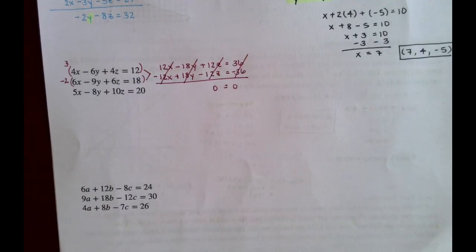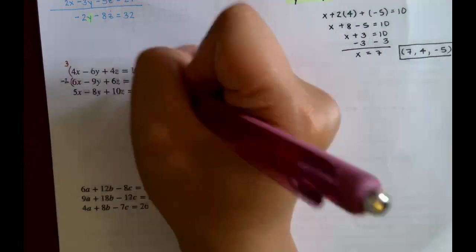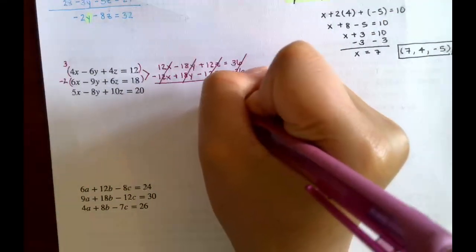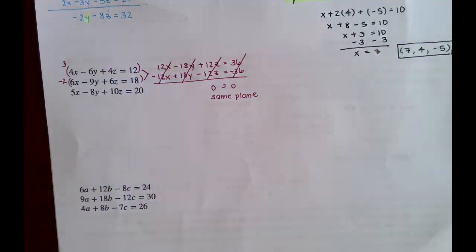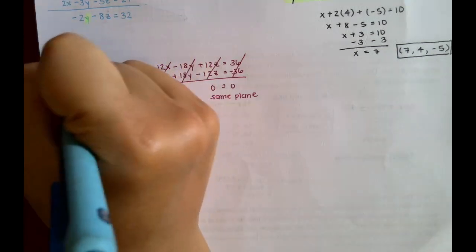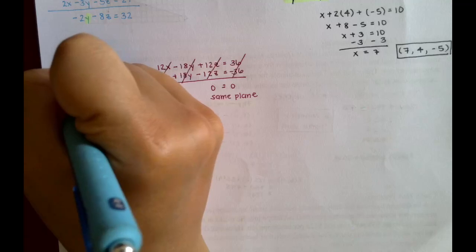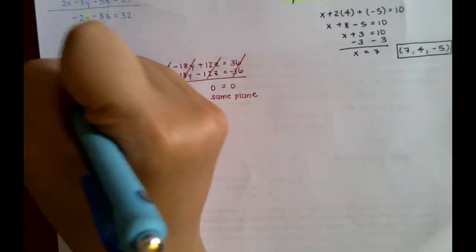Okay? The equation 0 equals 0 is always true. So what this means is that the first two here are actually the same plane. So these two here are actually the same plane. So we just need to see now if it intersects the third plane. Since they're the same, it doesn't matter which one I use. I'm going to do this one and this one.